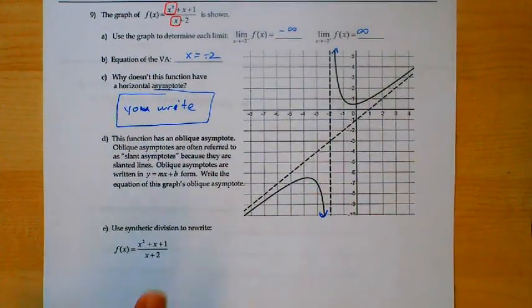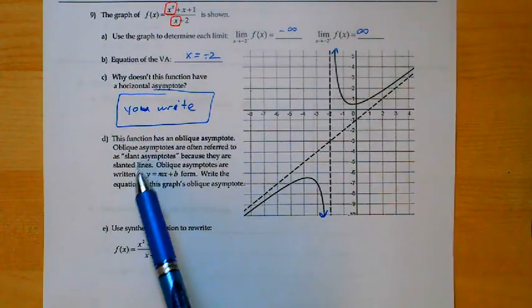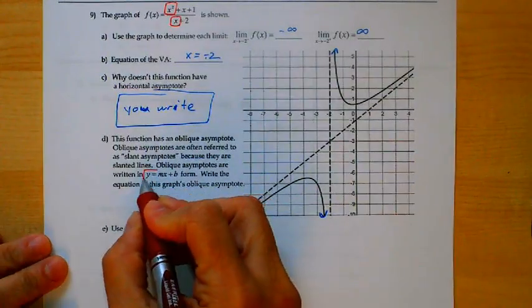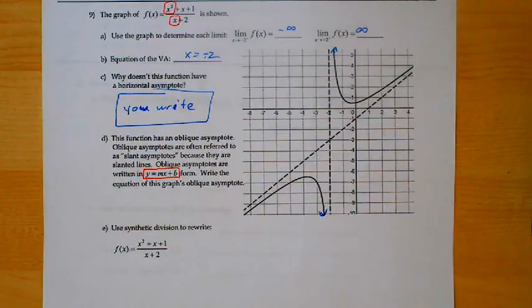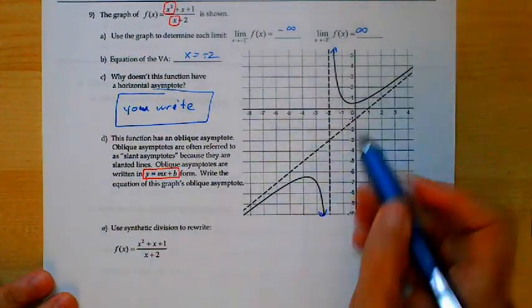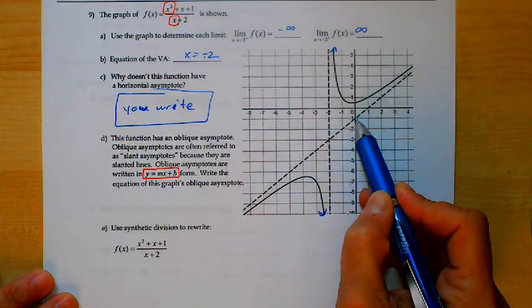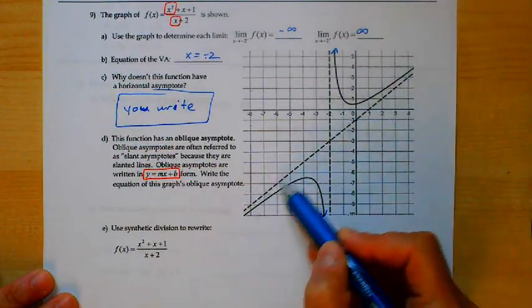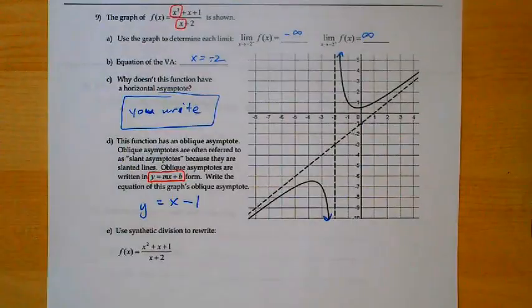Moving on to part D, this function does have an oblique asymptote, and I've already mentioned they are sometimes called slant asymptotes. They are written in the form y equals mx plus b. It is very important to have both variables there, y and x. Why don't we try to write the equation of the oblique asymptote just from looking at the graph. I'm going to hone in on the y-intercept of -1. Coming out of there, every point has a slope of +1. I'm putting this together. There is the equation of the oblique asymptote.